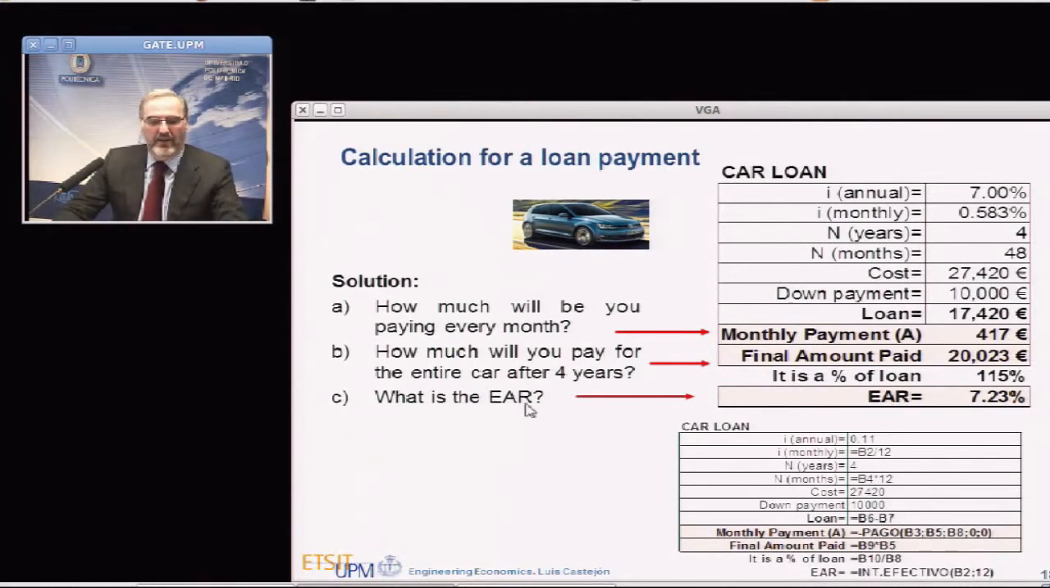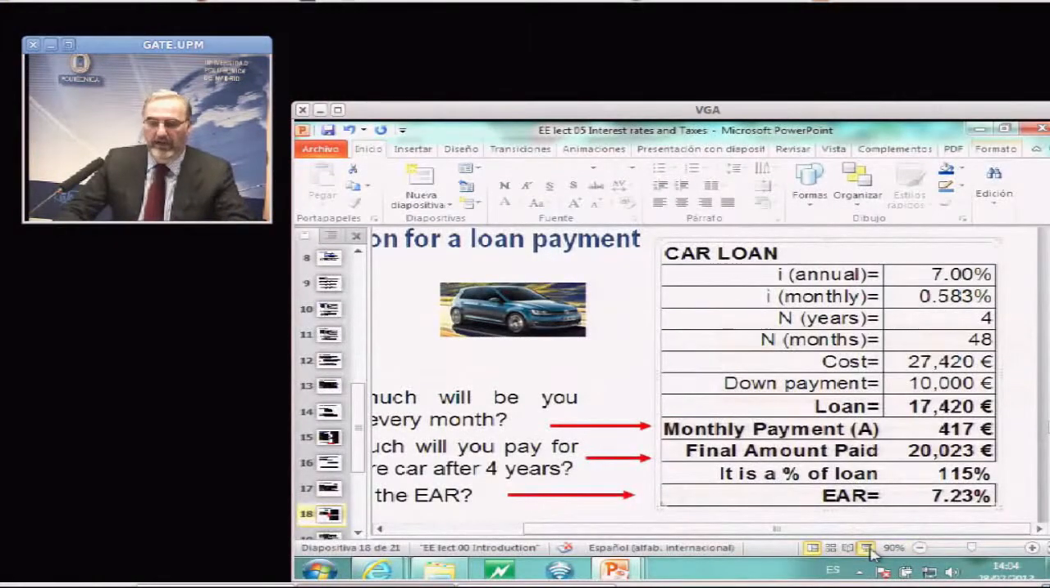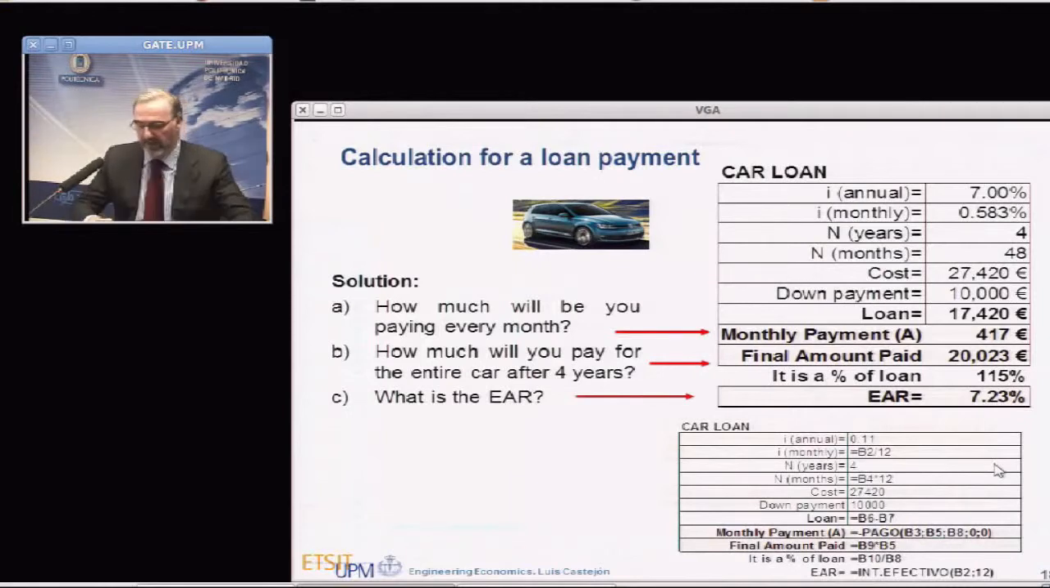So what is the effective annual rate? What we'll be using is the effective annual rate formula. You can use the Excel one, which is effective rate, or interés efectivo in Spanish, of P2, which is the monthly payment, and the number of periods, 12. So you have here the example.